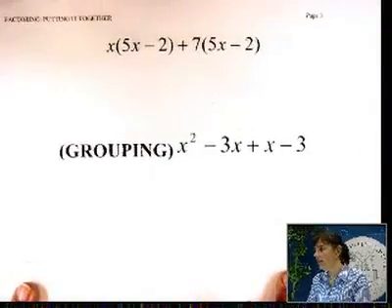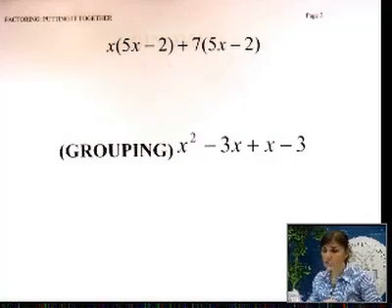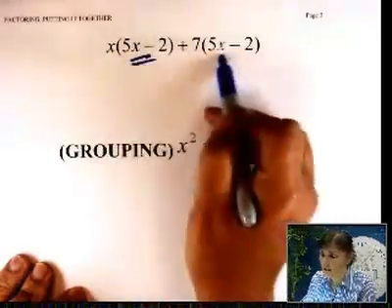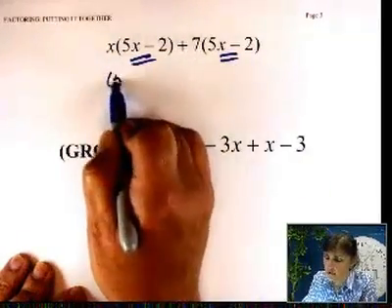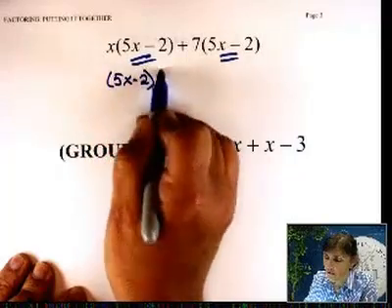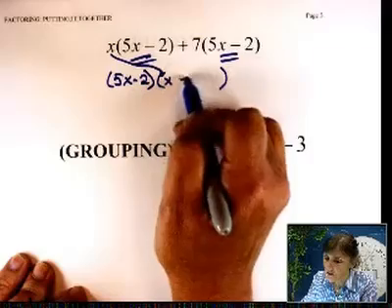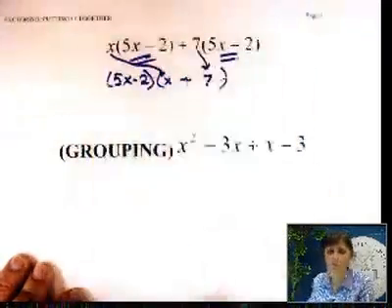Okay, the other thing. I have a GCF. Can I take it out? Greatest common factor. Is there something that repeats? Watch. This one does repeat. This one repeats as 5x minus 2. What do you have left? Here's the x plus 7. I took the GCF out of these two terms.